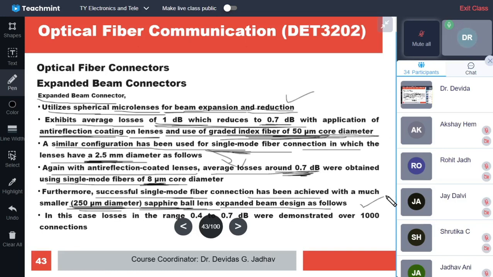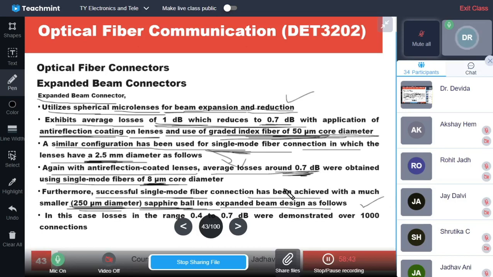So the expanded beam connector is very useful in case of single mode fibers, because single mode fibers normally have a very small diameter, 10 micrometer or less than 10 micrometer, isn't it? Multimode fiber is a couple of hundred micrometers, that is 50, 100, 150, 200, 250, 300 micrometer. So they are very large in diameter as compared to single mode fibers, isn't it?